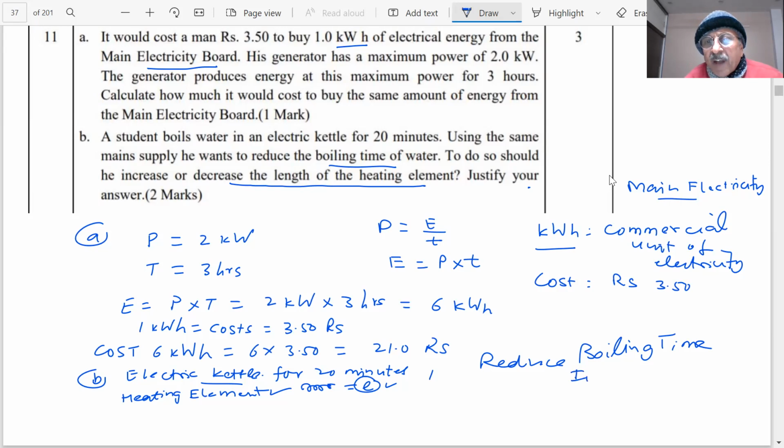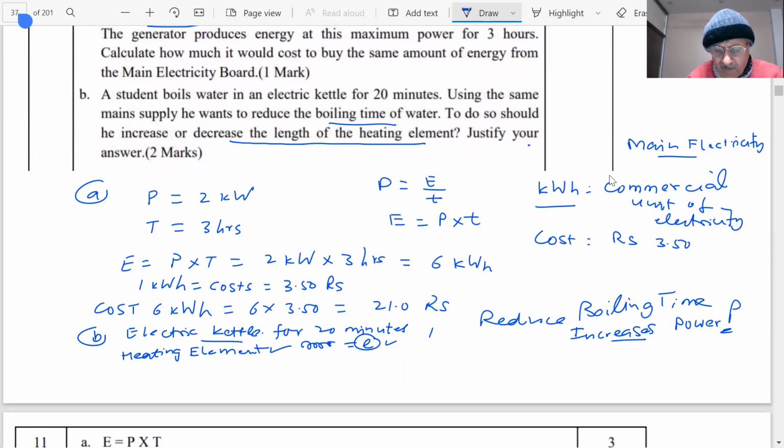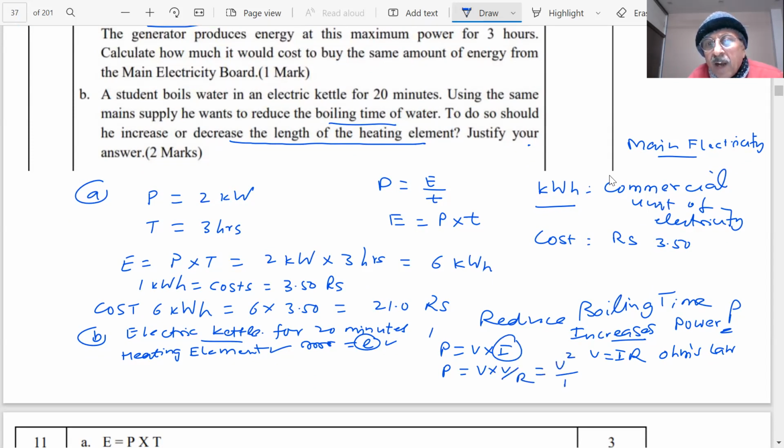If he increases the power P of the kettle. The power depends on what, student? What is the formula of the power? You studied. Power is equal to V into I, and V is equal to I into R is Ohm's law. So P is equal to, since V is the same, if I put I is equal to V by R, you get the V square by R formula. So power is V square by R.